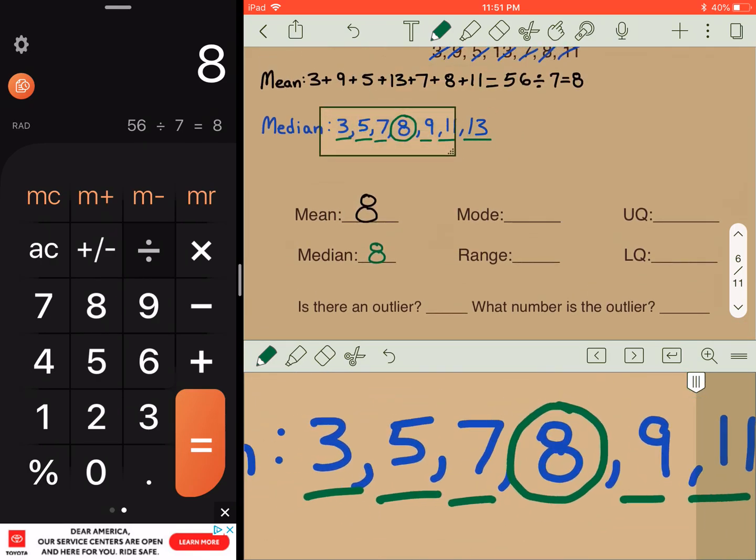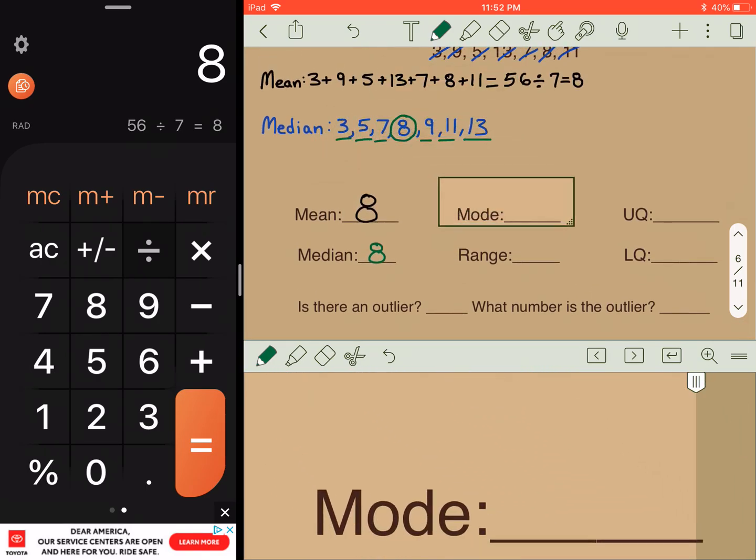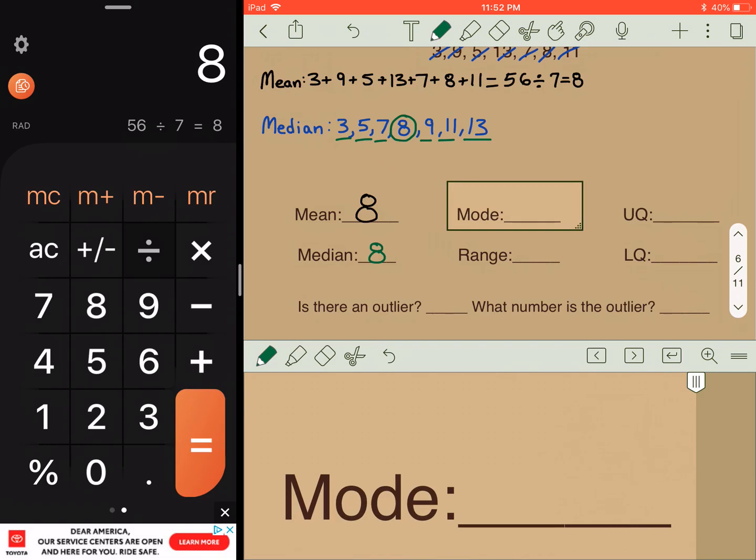To find my mode, it is the number that appears the most often. M-O-D-E is the number with the highest frequency. If I notice here, I have all my numbers only appearing once. Since I don't have any numbers that repeat, I would say that this data set has no mode.